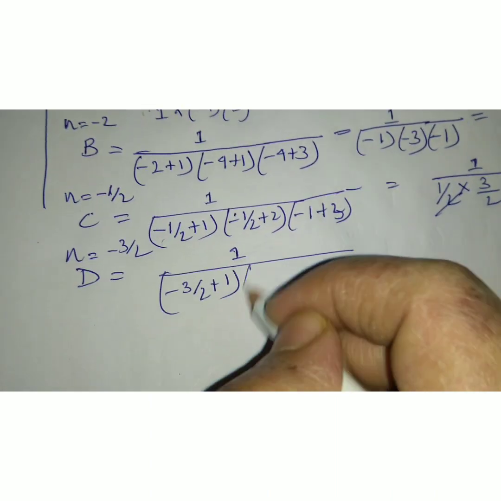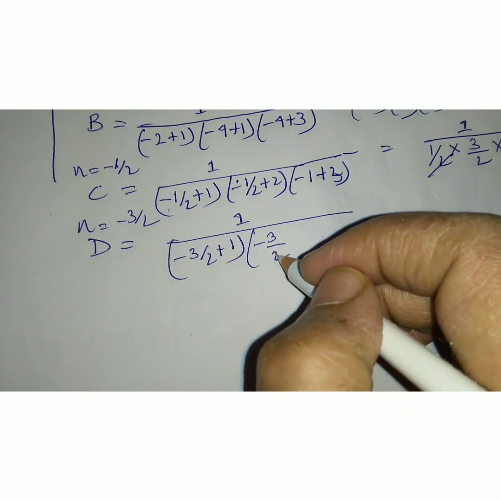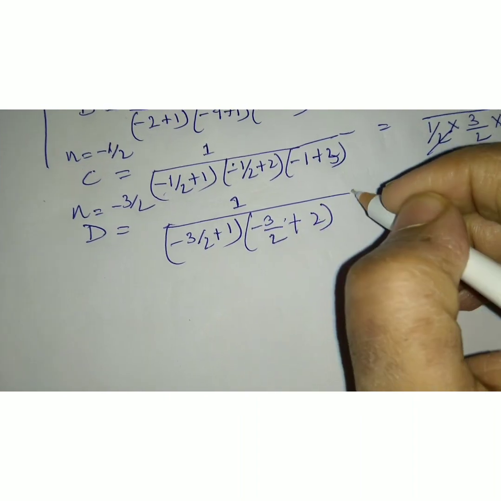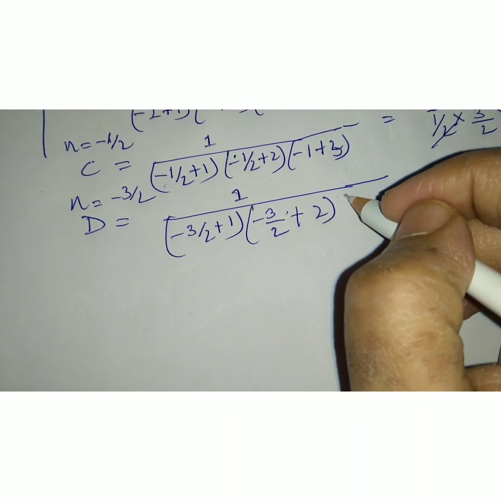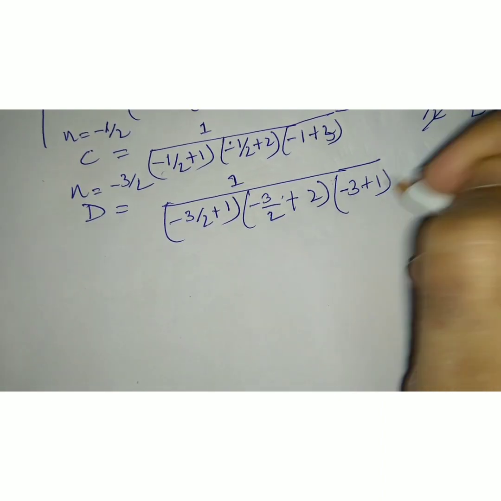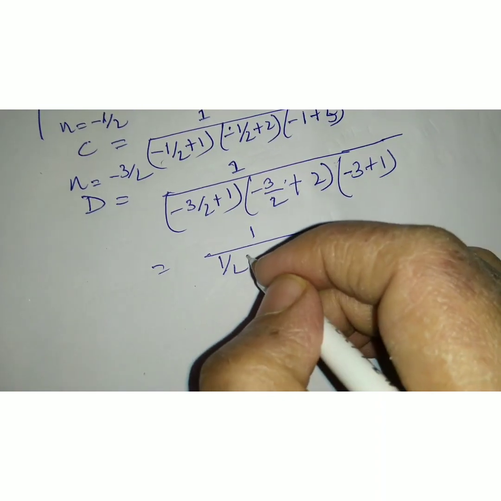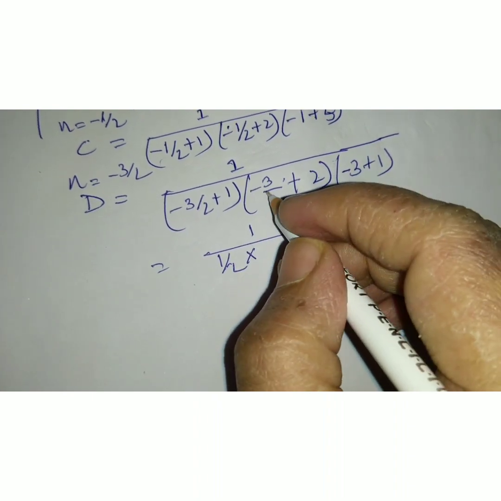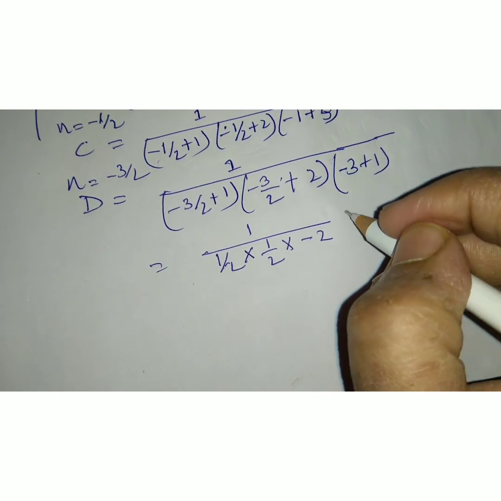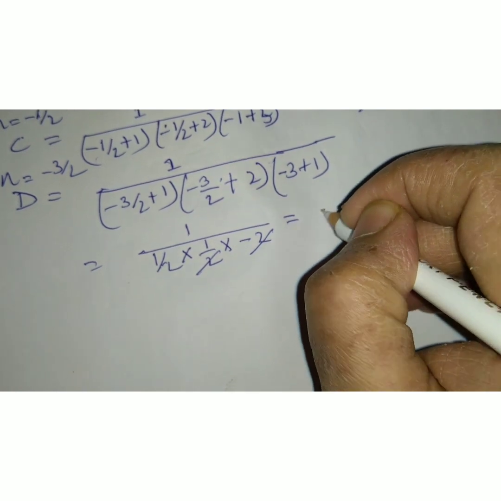simple. I just put minus 3 by 2 into plus 2, and I get minus 3 plus 1, which is equal to half into 1 by 2 into minus 2. Whatever I get, I cancel this value and I get 2.